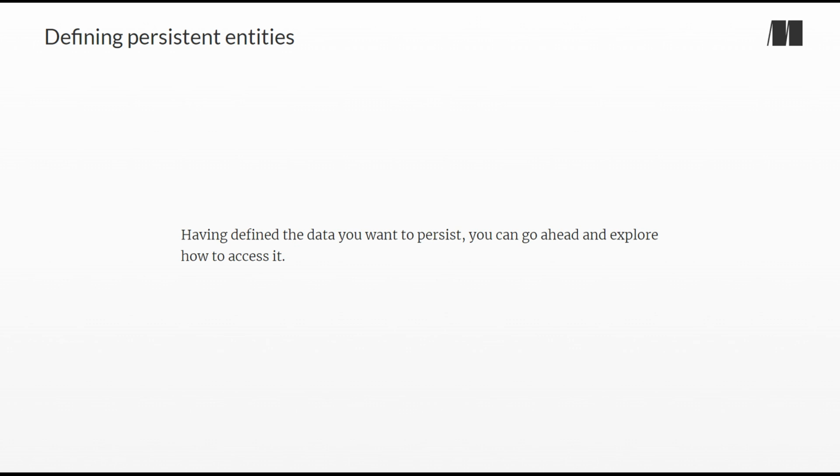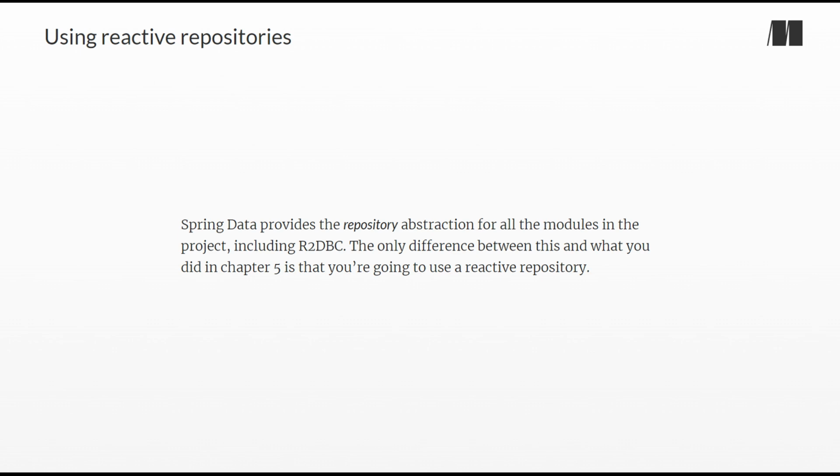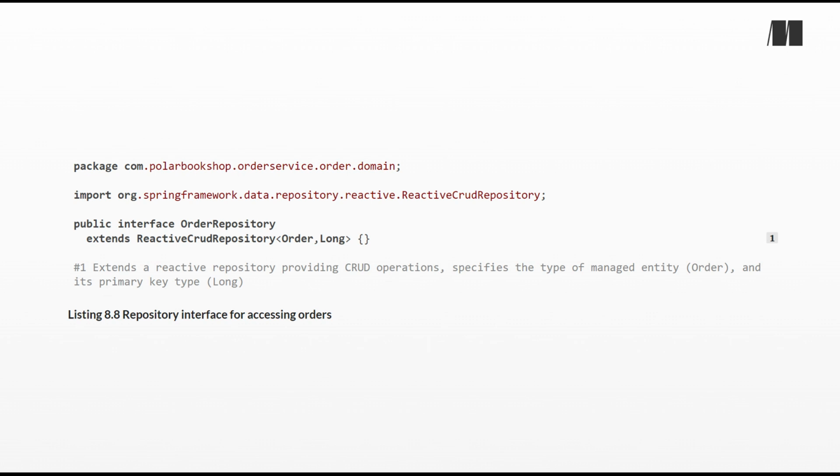Having defined the data you want to persist, you can go ahead and explore how to access it using reactive repositories. Spring Data provides the repository abstraction for all the modules in the project, including R2DBC. The only difference between this and what you did in Chapter 5 is that you're going to use a reactive repository. In the com.polarbookshop.orderservice.order.domain package, create a new OrderRepository interface and make it extend ReactiveCrudRepository, specifying the type of data handled, Order, and the data type of the @Id annotated field, Long. Listing 8.8. Repository interface for accessing orders.